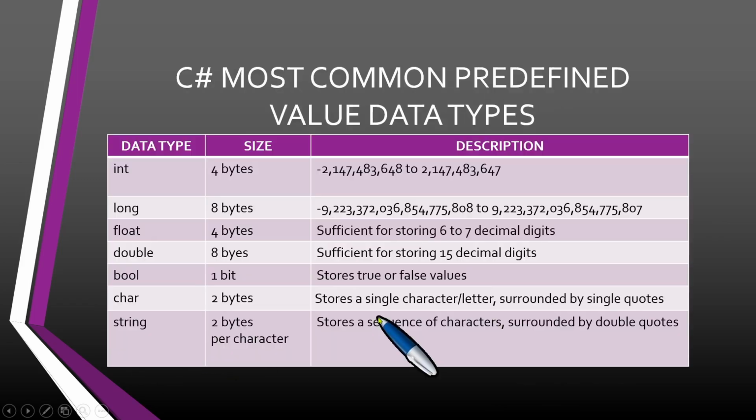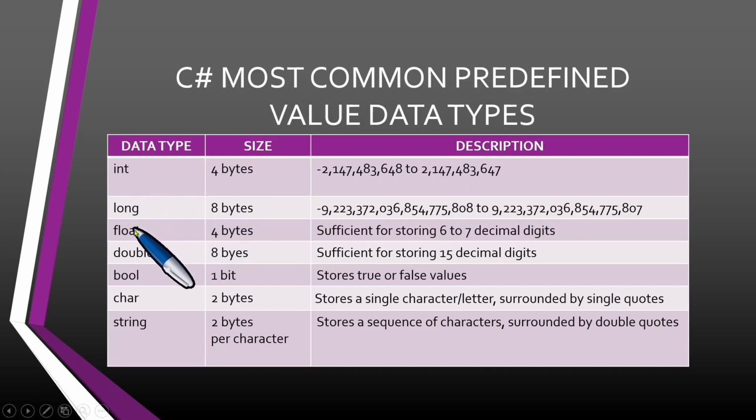Speaking of predefined value data types, these are the most common ones that I will be highlighting in this episode. When we talk about numeric values, having negative and positive values, for example, we have int and long. The only difference is of course the size. So if you're working on a large amount of data, declare your variables as long, or if int is enough to store that data, then we use int.